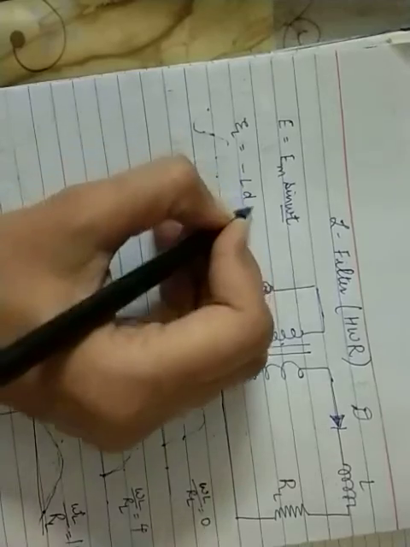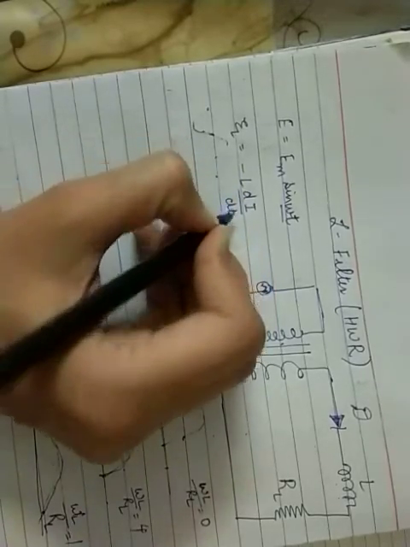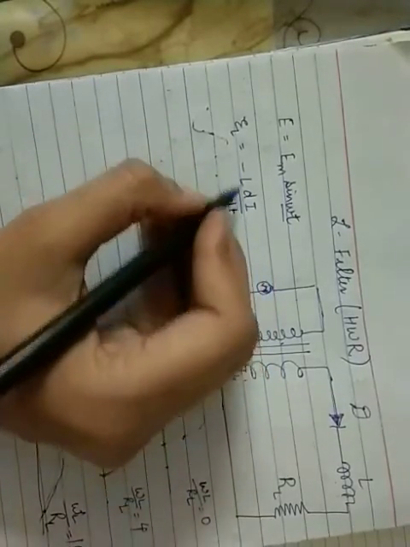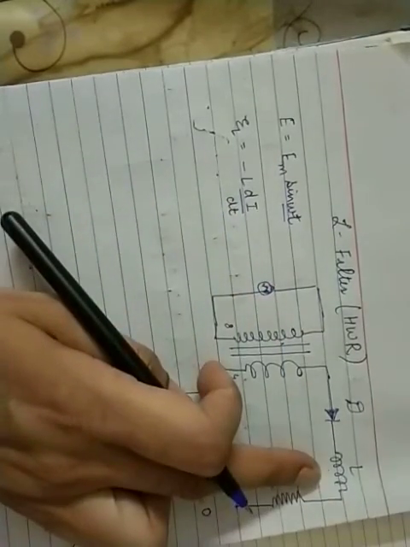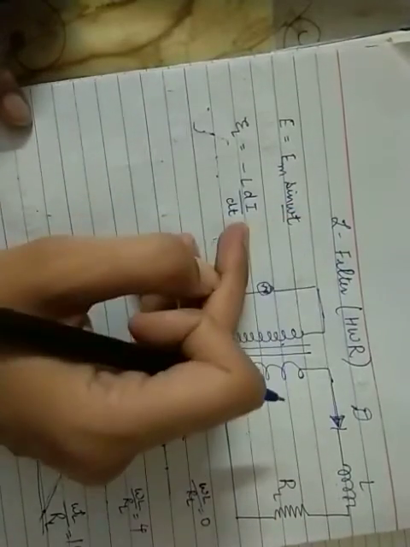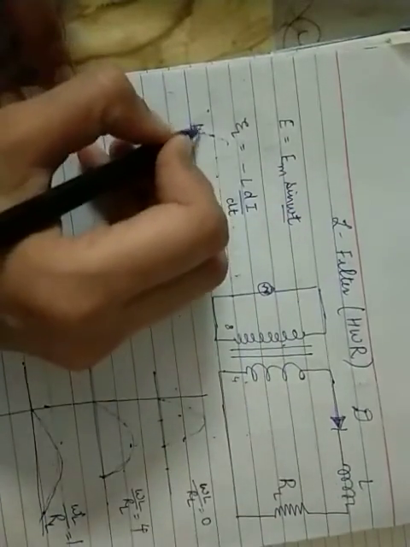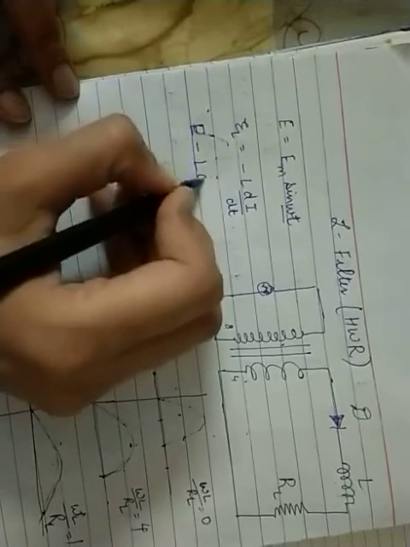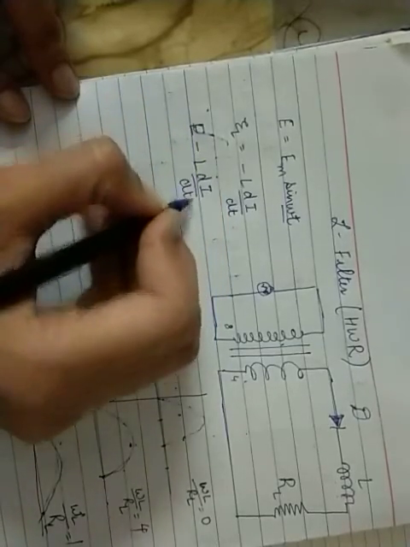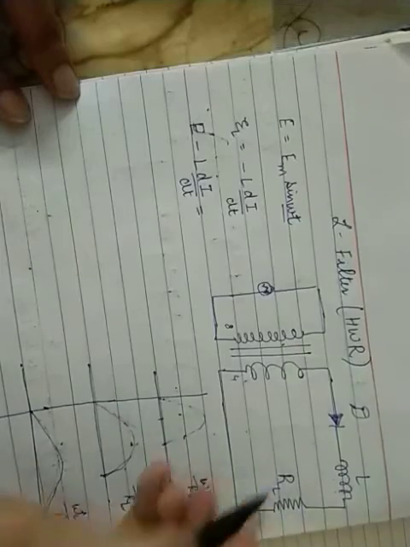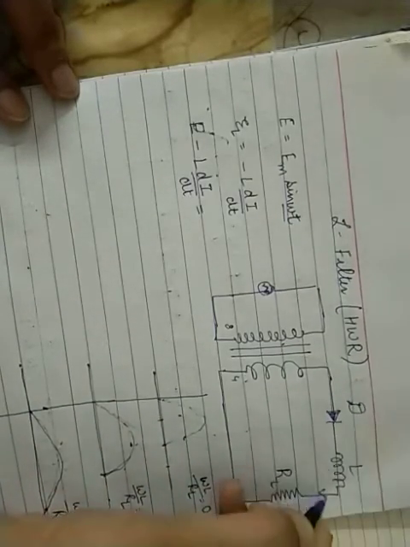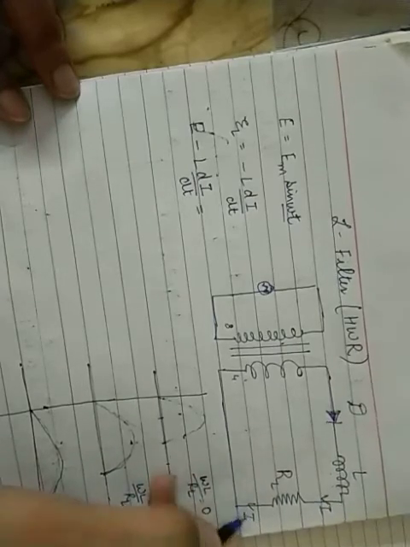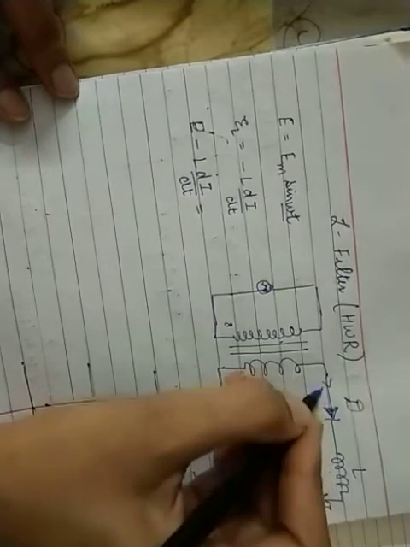This is a well-known formula, EL equals minus L di by dt, because it will oppose the change, and L is the inductance of this coil. The summation of these two, E plus EL, meaning E minus L di by dt, is equal to the voltage drop across the load resistance. Suppose we are taking I as the current, so the current I is flowing through the circuit.